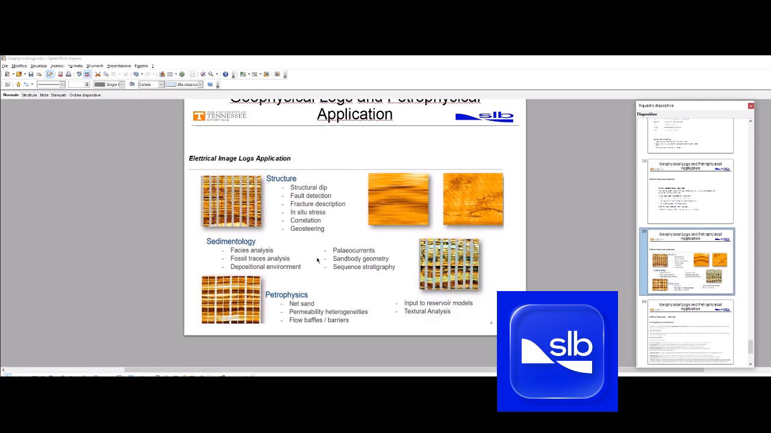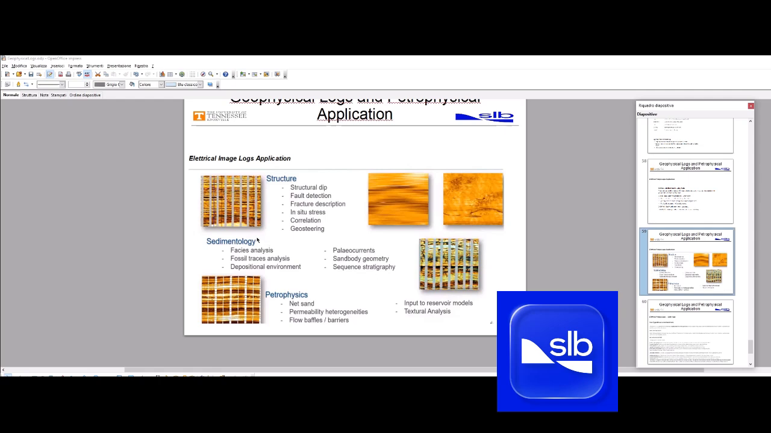Facies analysis, fracture trace analysis, depositional environment, paleocurrents, sand body geometry, sequence stratigraphy, and else we have petrophysical applications like net sands, permeability, heterogeneities, and flow barriers in reservoir models, for example in texture analysis like this.